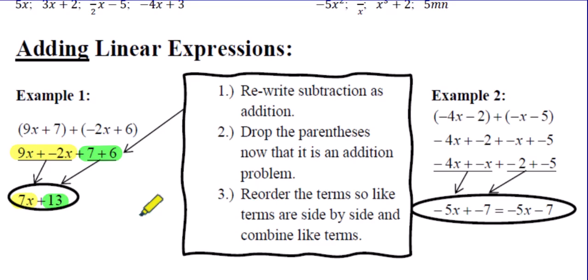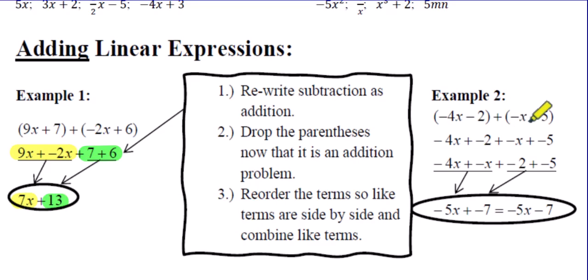So nothing fancy. Just rewrite subtraction as addition, drop the parentheses, put the like terms side by side. You're probably getting to the point where maybe you don't need to reorder the terms, but I think it is helpful to put the like terms side by side and then combine them together. And since we can use calculators in this unit, it should be pretty straightforward.